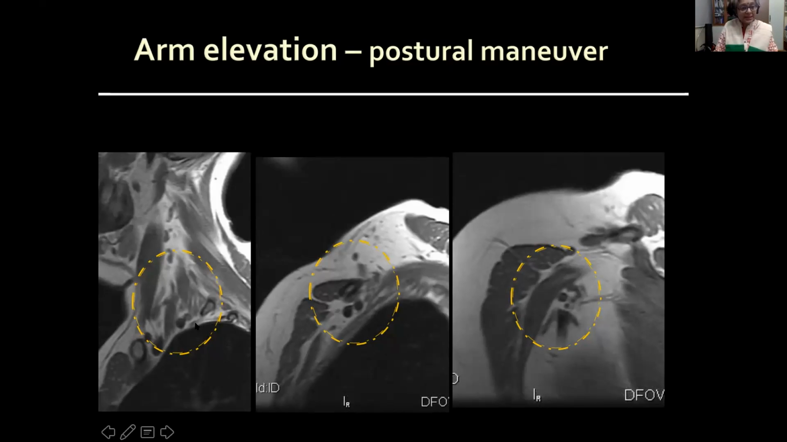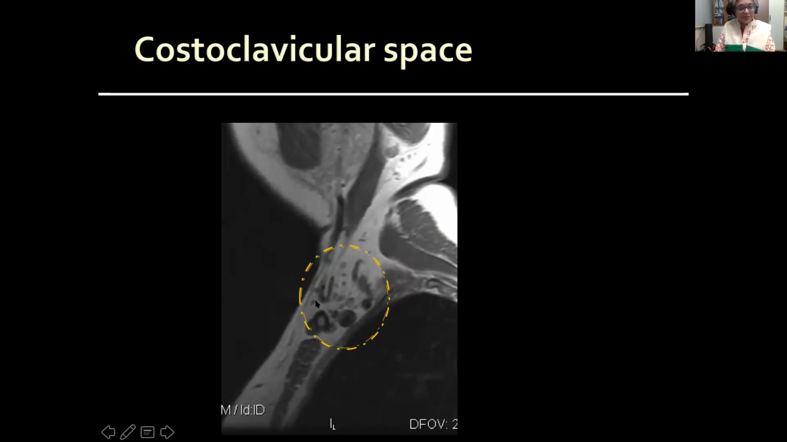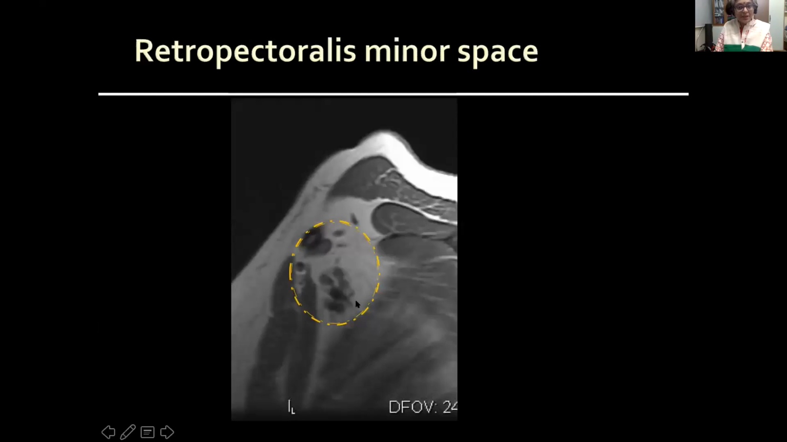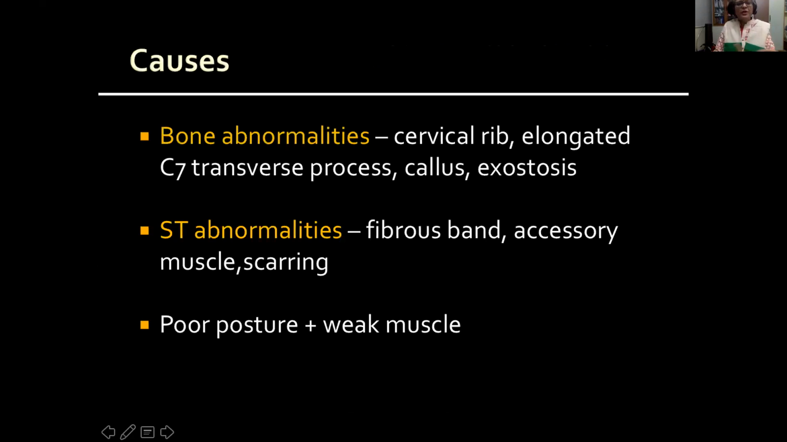So interscalene and costoclavicular. So just let's look at costoclavicular here. Look at this costoclavicular space. On arm elevation, it normally also gets narrowed. Okay, so just seeing narrowing is not always thoracic outlet syndrome. Retropectoralis space obviously doesn't get narrowed. So just few examples, I'll show you what we have seen in our practice. It could be bone abnormalities, it could be soft tissue abnormalities, or sometimes you don't find anything.